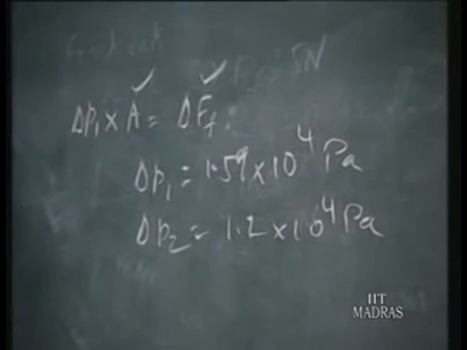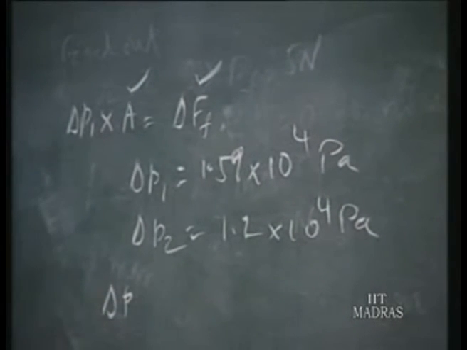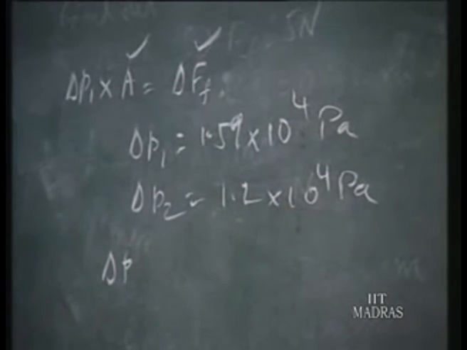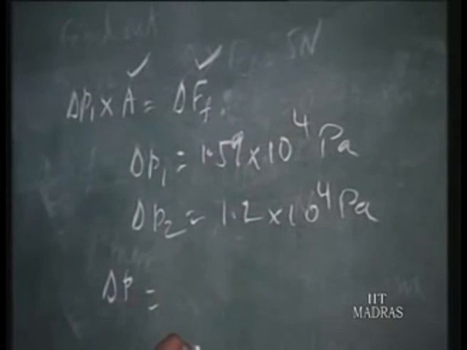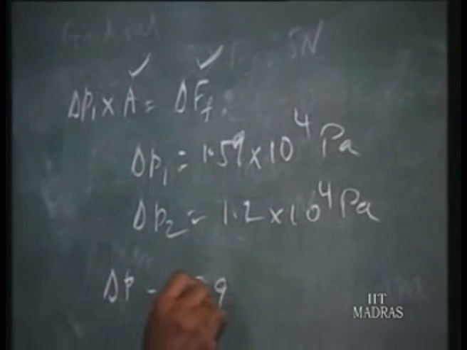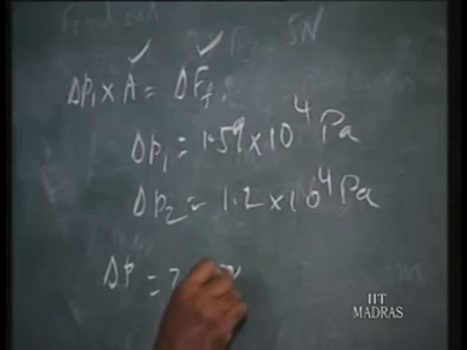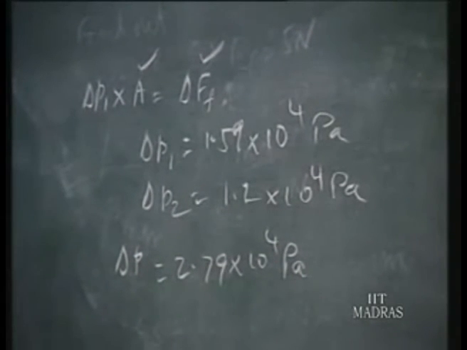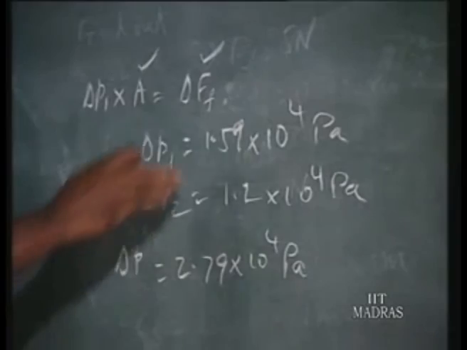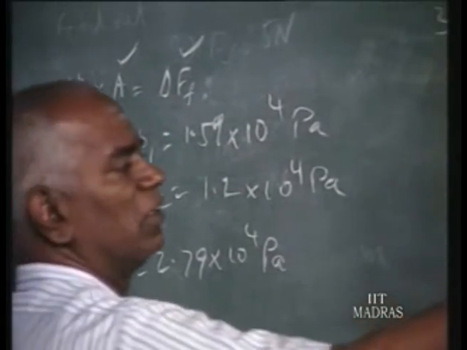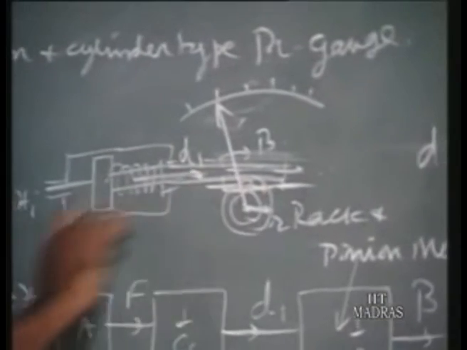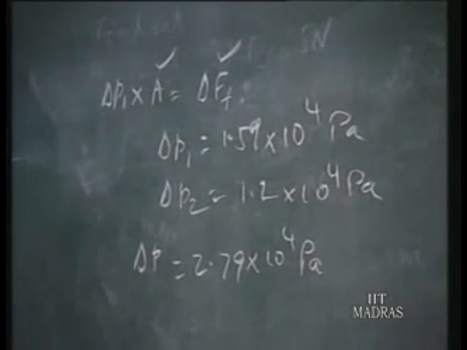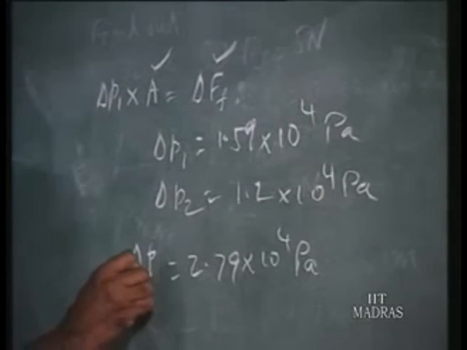So the total error in the input signal, due to both the friction as well as the backlash, is the addition of these two things. So you find 2.79 into 10 to the power of 4. When we drew the 4 quadrant diagram, we have to add this effect, because we have to overcome this first, and further this has to move to overcome the backlash. So all the error is additional. So 2.79, or 2.8 into 10 to the power of 4 Pascal. But this is the error in the input signal.